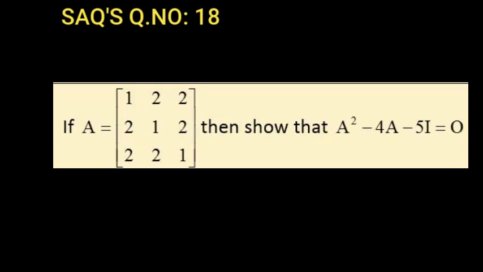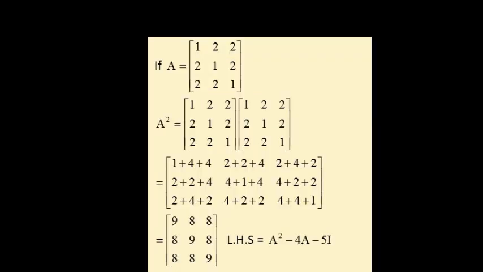Next one, if A is equal to [1, 2, 2; 2, 1, 2; 2, 2, 1], then show that A square minus 4A minus 5I is equal to 0. Now consider the given matrix. A square is equal to A into A.